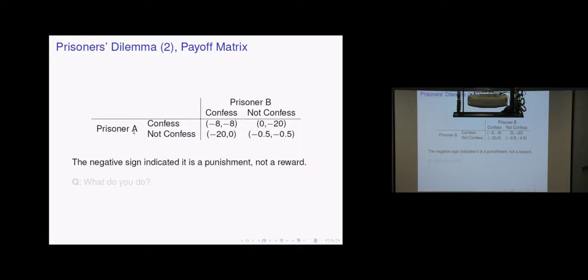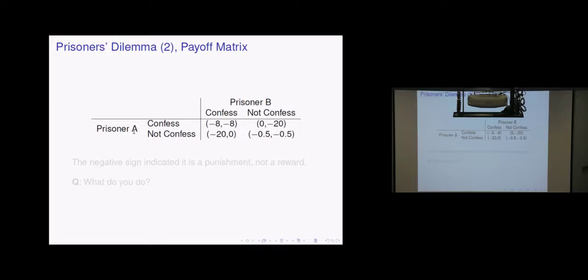Now, if one person confesses and the other does not, for example, in this case player 1 confesses and player 2 does not, then player 1 gets out for free, so it's 0, and player 2 gets 20 years in jail. Symmetrically, the same thing happens if Mr. B confesses and Mr. A does not.